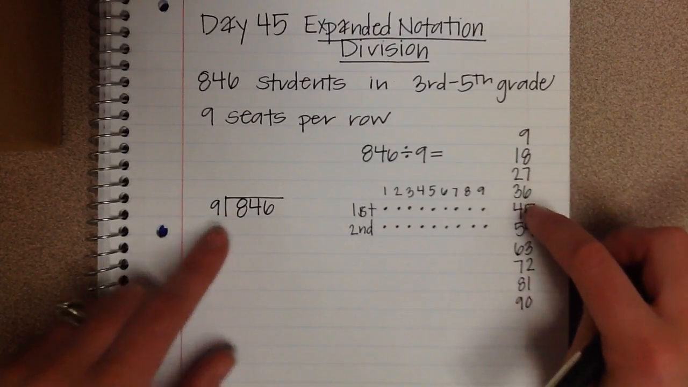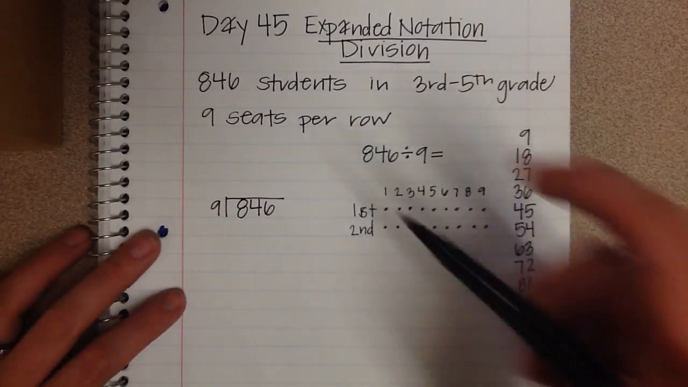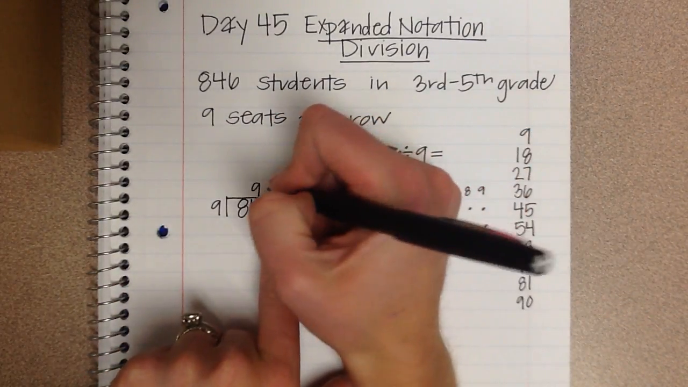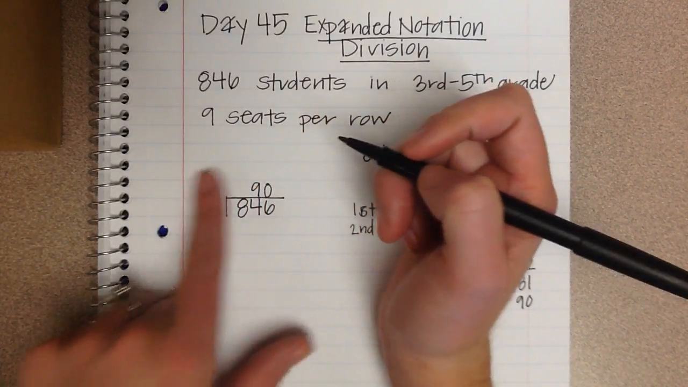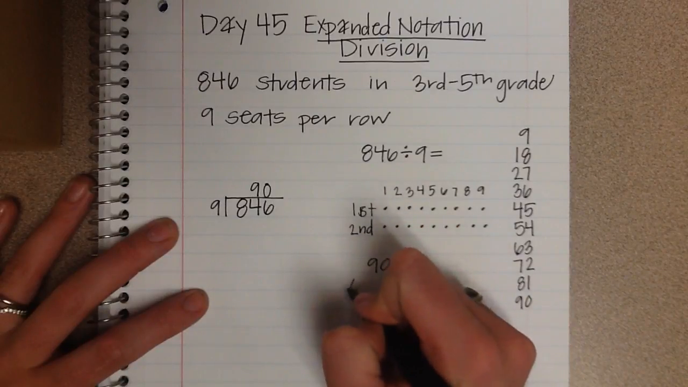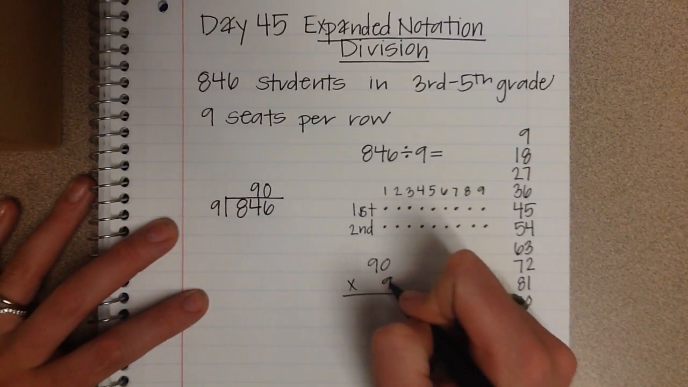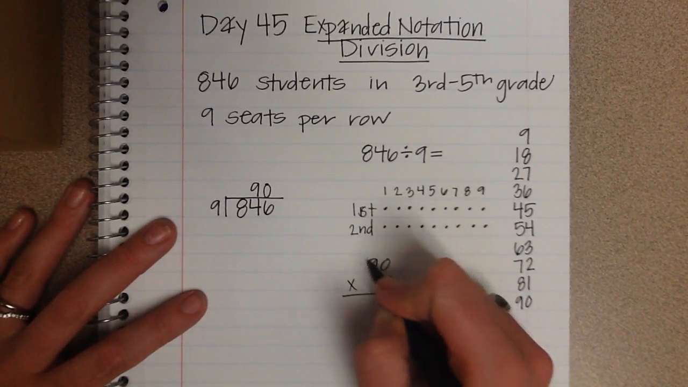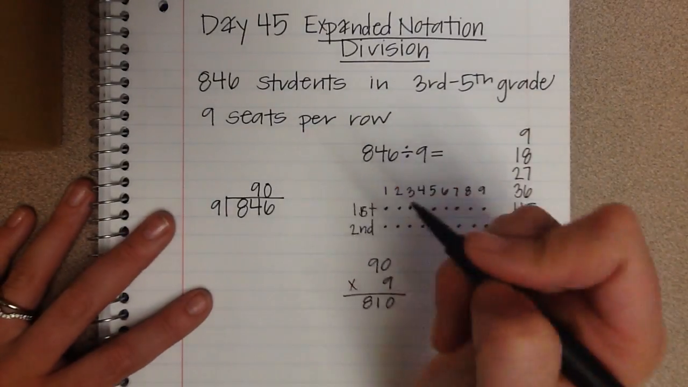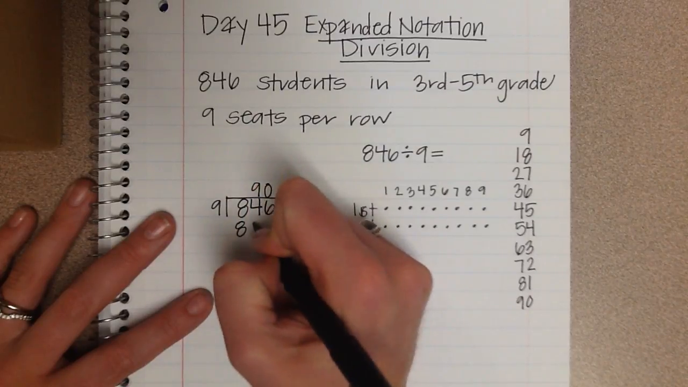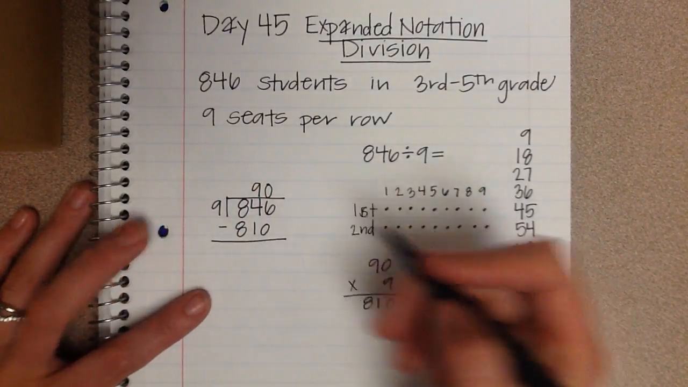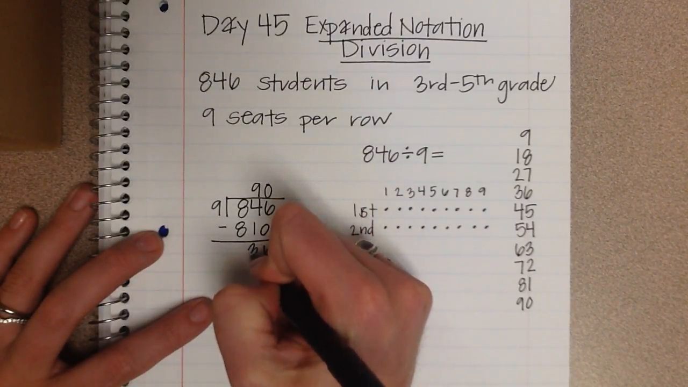1, 2, 3, 4, 5, 6, 7, 8, 9. So I'm going to put a 9 above my 4, and then I'm going to put a 0. Okay? So now I'm going to say 90 times 9. Well, 9 times 0 equals 0. 9 times 9 equals 81. So I'm going to do 810 minus, get 630.